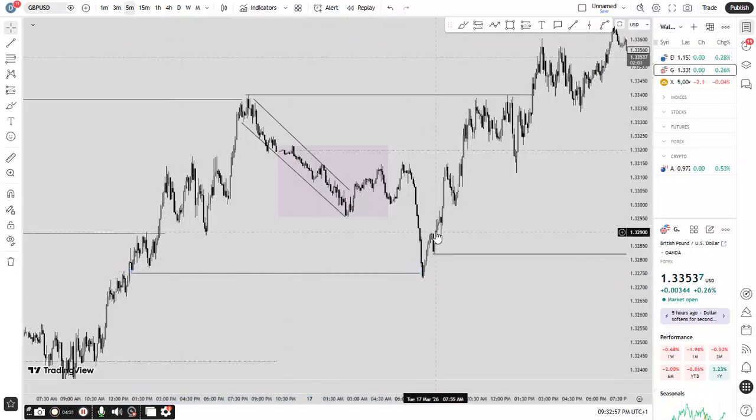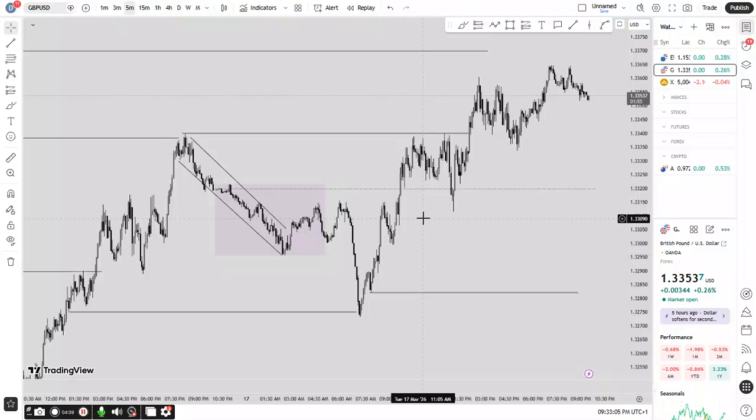I had this. I was looking for mitigation. Sorry, I was looking for entries in all these areas, but I missed this. I missed this. I kept missing all of them. So that's one of the reasons I stuck with GU. But then it's still the same thought process.